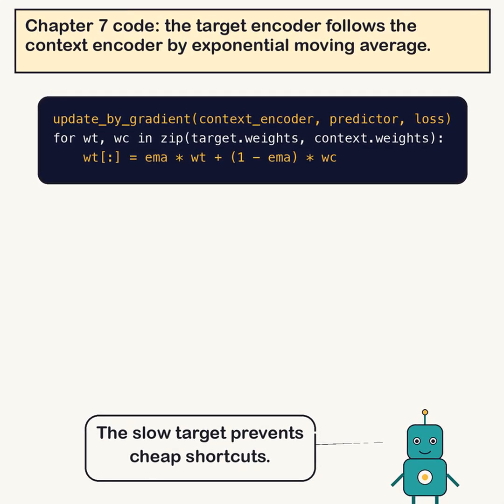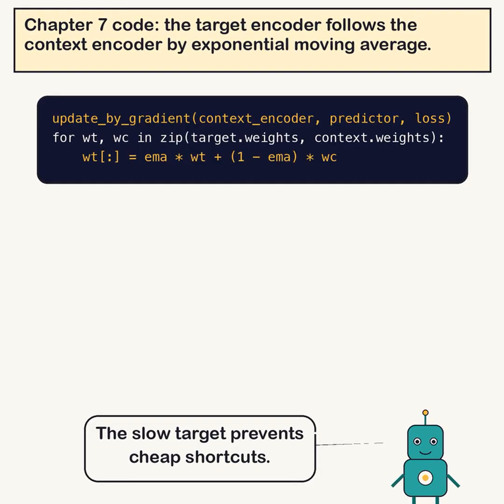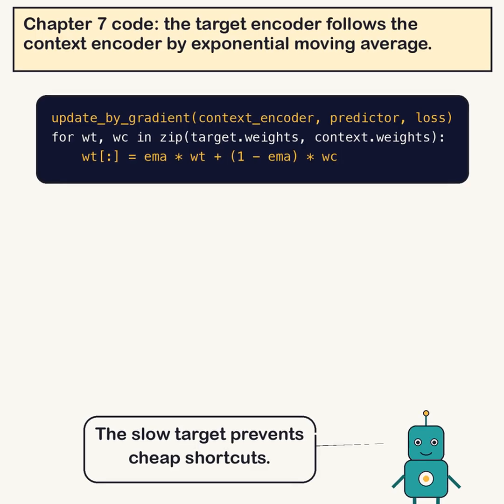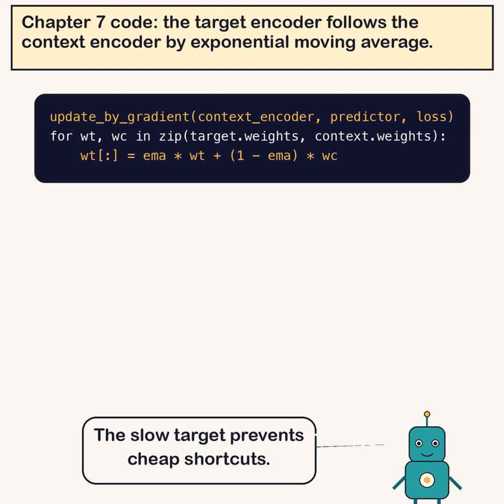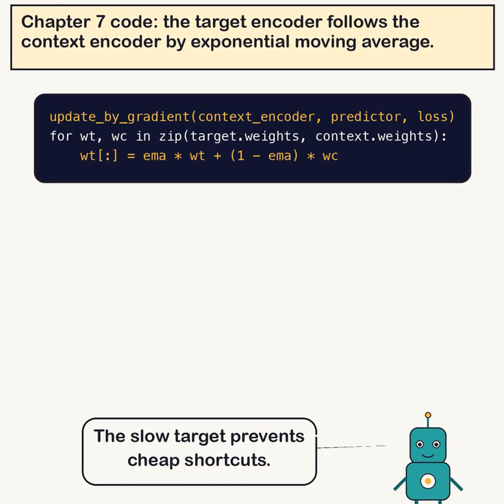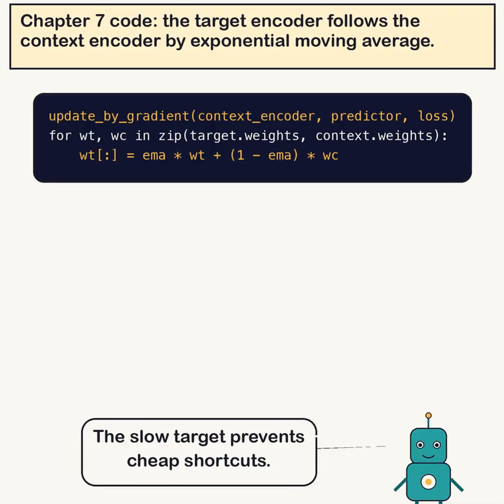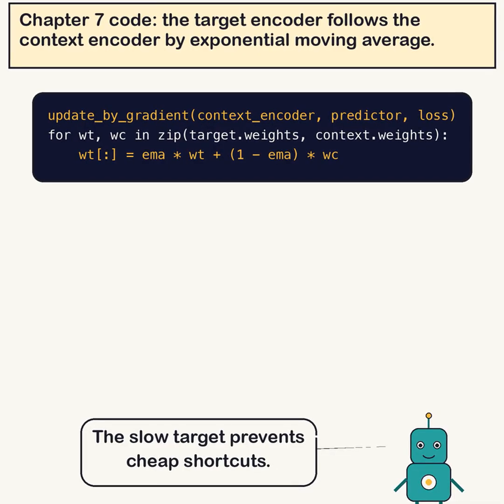If both sides chase each other at full speed, they can agree on nonsense. A slow teacher gives the student a steadier target. This is why asymmetry shows up across modern self-supervised learning. The system needs a way to learn agreement without falling into a trivial agreement.